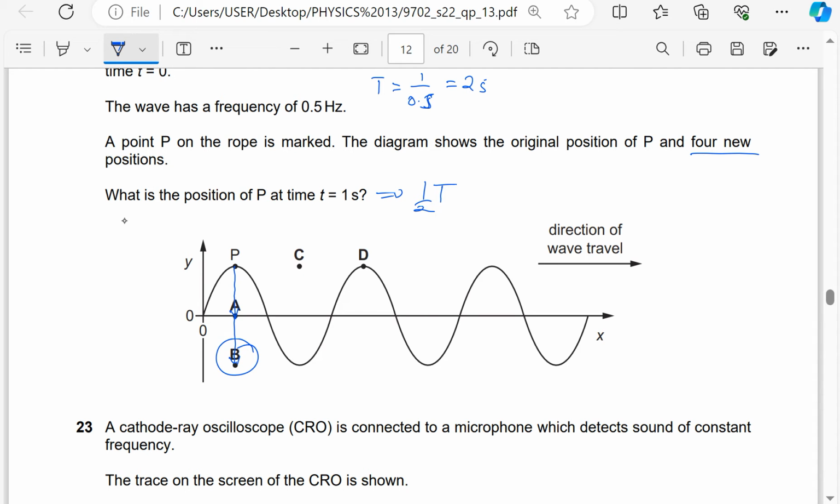Because P is a point marked on the rope, and it is moved as the rope vibrates up and down, P moves up and down. A quarter cycle, it will go to equilibrium, another quarter it goes to maximum displacement. So it has moved half a cycle.